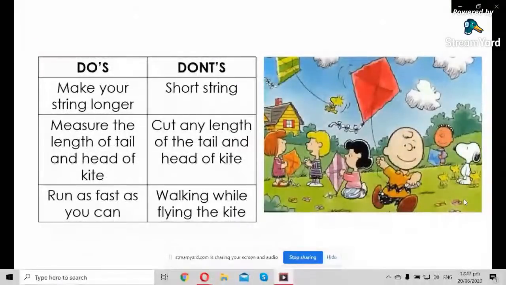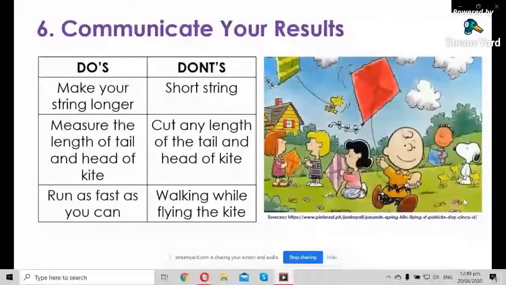Now we're finally on our last portion of the step in the scientific method. The last step is communicate your results. Now, Charlie was able to solve his problem about his kite. He was able to make another kite. This time, we are going to communicate your results, meaning you are going to write down the things that you did and the things that you must avoid. What Charlie did was he wrote down his do's and don'ts.